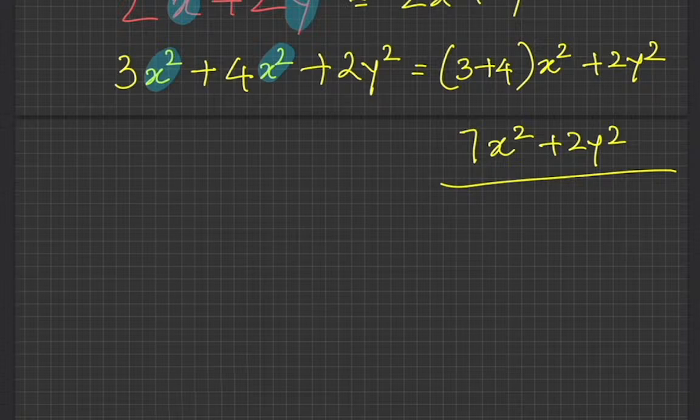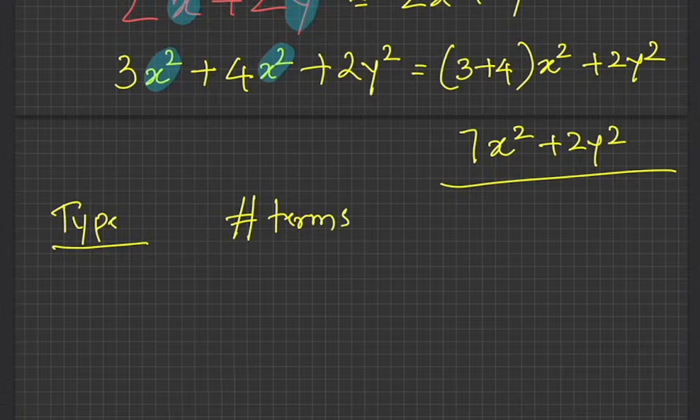Now let's come to types of algebraic expressions, right? Types of algebraic expressions, which is basically based on the terms. So let's say that I have the type of algebraic expression, then the number of terms, and then let's take an example.